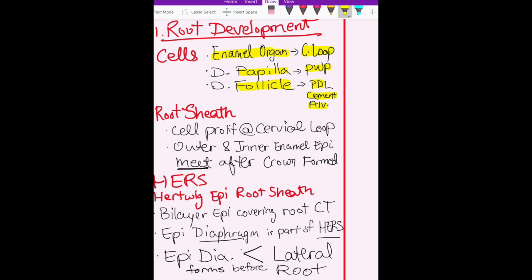So, the root sheath, what happens is you have cell proliferation that happens at the cervical loop. Cervical loop is where the inner and the outer enamel epithelial meet at the apex, basically, of tooth formation. And then once they meet after the crown is formed, with no input of stellate reticulum or stratum intermedium, both of the inner and the outer enamel epithelial will meet, and that starts root sheath or root development.